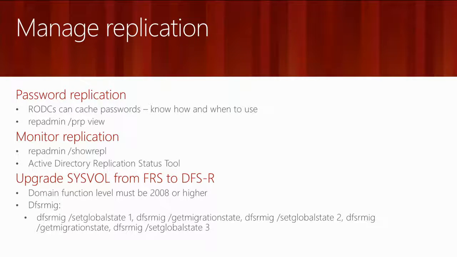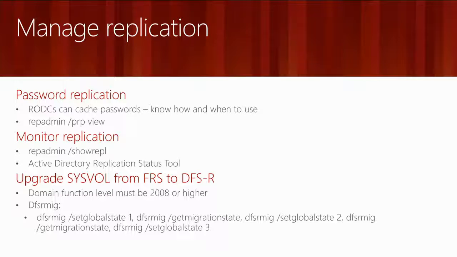sysvol replication. There's another way to do it, though, where you can just run the last command, the set global state to 3. You bypass all the other stuff, and literally in seconds, you have finished your migration. So from a performance perspective, you might need to rush this through. You might see the long version, and you might see the short version, and you want to be able to differentiate between those two and know when to use them.